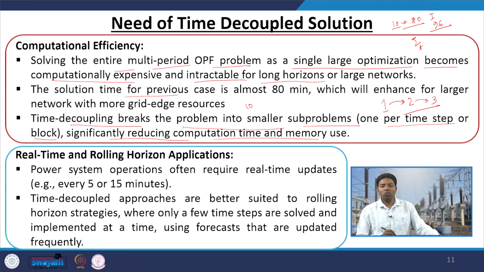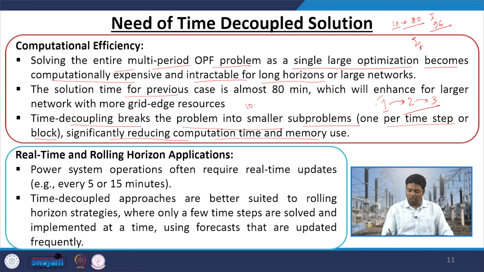You also need not take the entire data together for that 24 hours or 96 time steps and solve them together. For that you need a huge computation facility, and that you do not need. So, if you can decouple the problem and solve each and every time step separately, then that will be an efficient solution process. That is called the real time and rolling horizon application of the multi-period OPF.